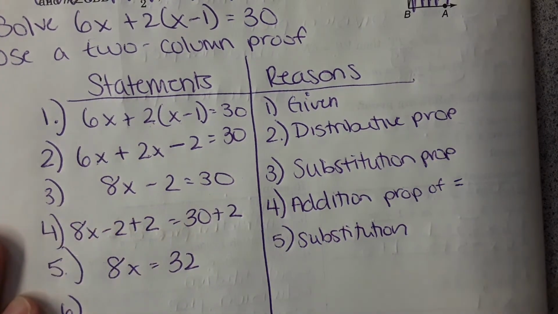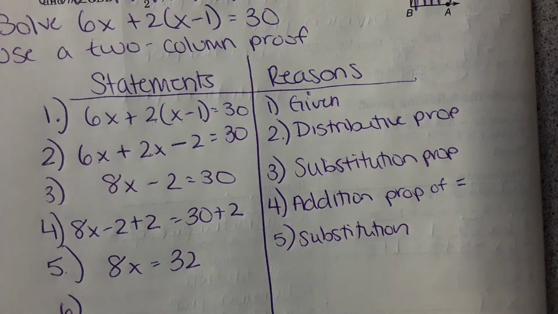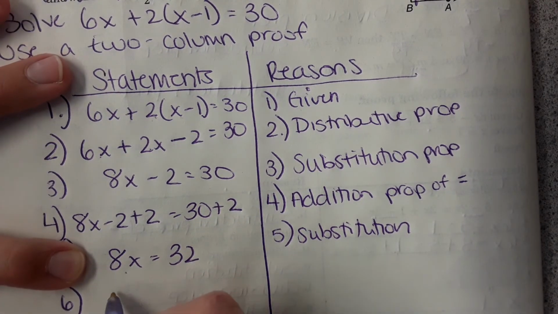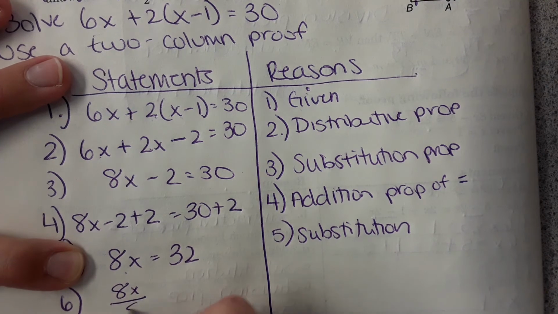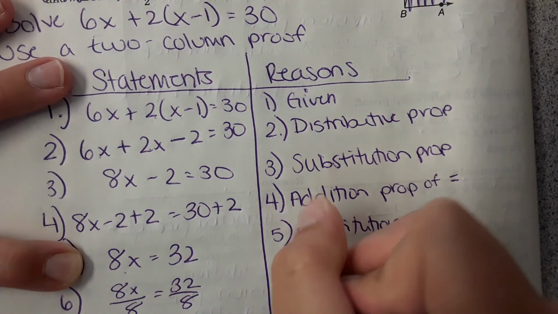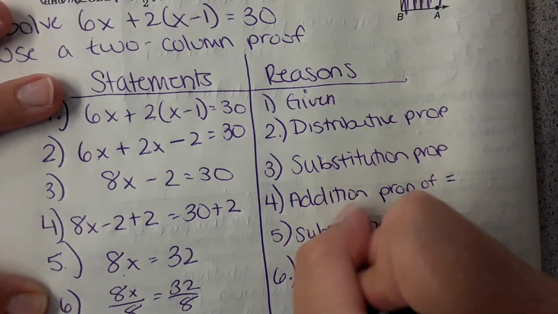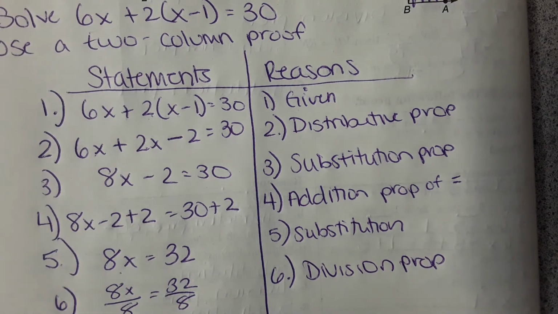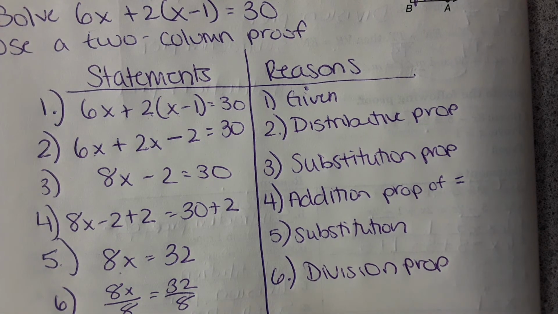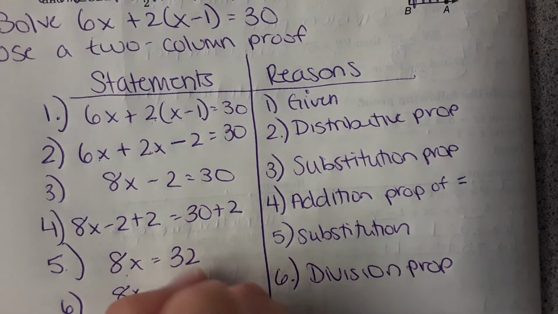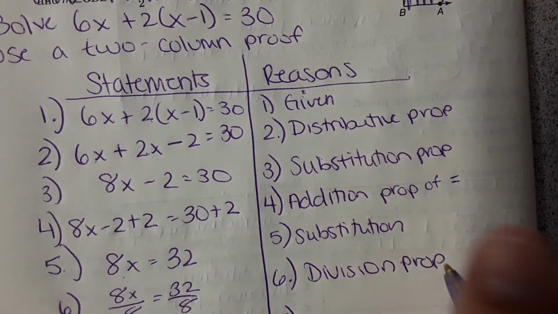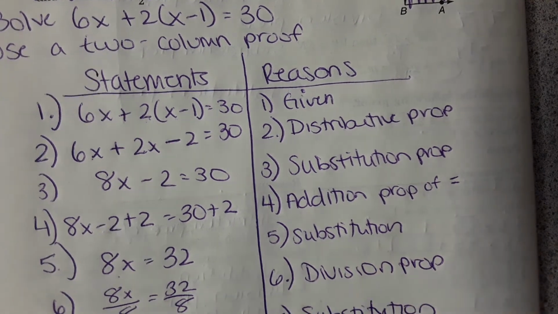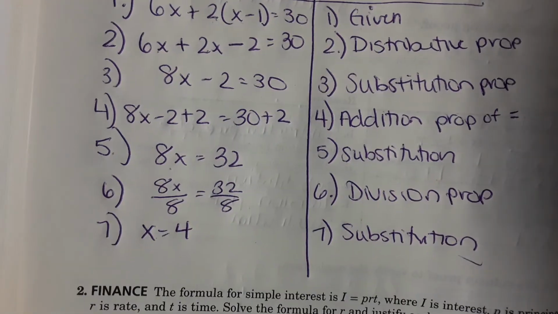This is the last problem we're doing on the page, by the way. We're almost done. Next step to get x by itself would be to divide both sides by 8. So I'm going to show that here, and explain that I'm using the division property. And last but not least, x equals 4. I'm just simplifying this, so we call it substitution. Oh, I didn't realize you couldn't see that last part. There you go.